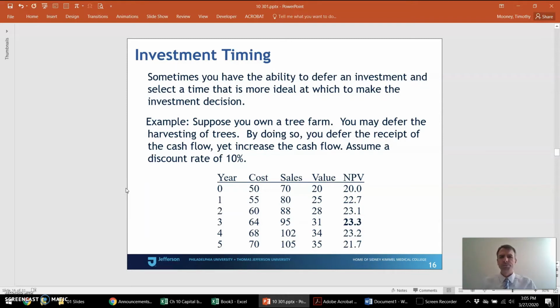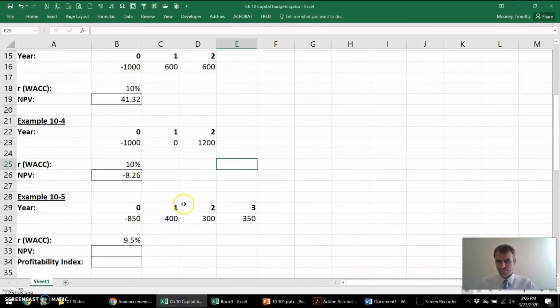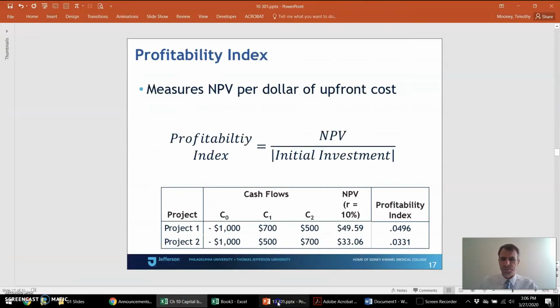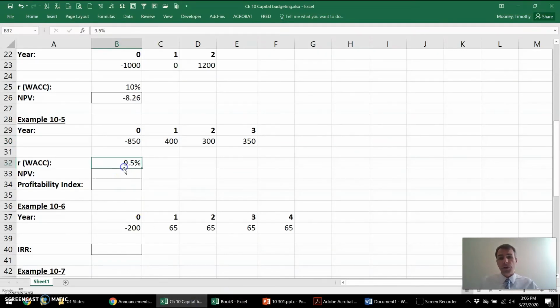Hopefully that's straightforward. And then one more capital budgeting technique in this video, profitability index, is kind of like a bang for your buck measure, and we'll illustrate how to compute it and interpret it. So let's see, here's this project from example 10-5. Here we go. We've got initial cost and future cash flows. We've got a discount rate. So if you found a project's net present value, then finding the profitability index is pretty straightforward.